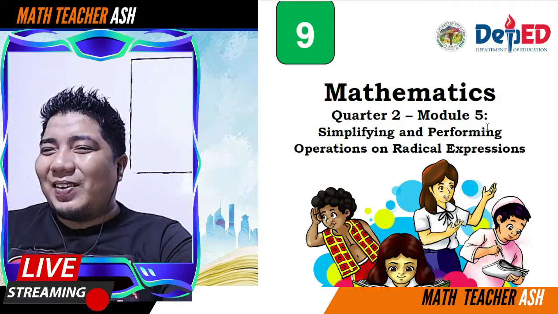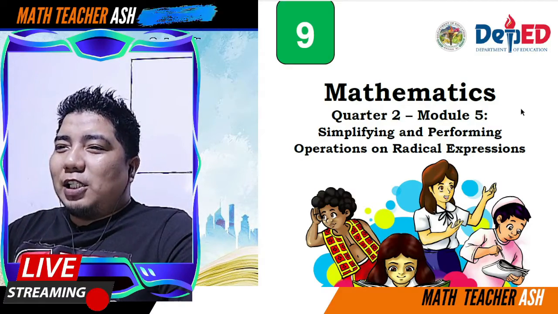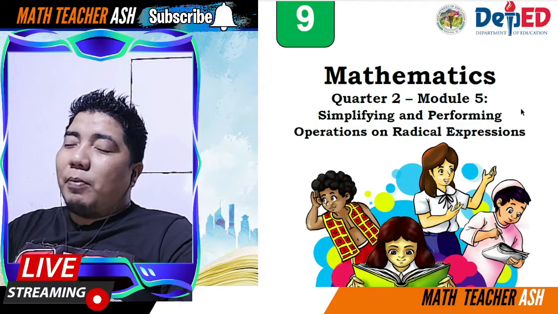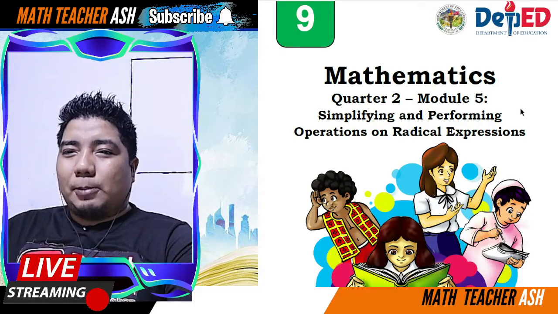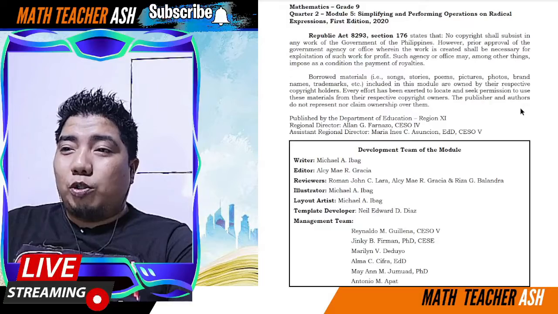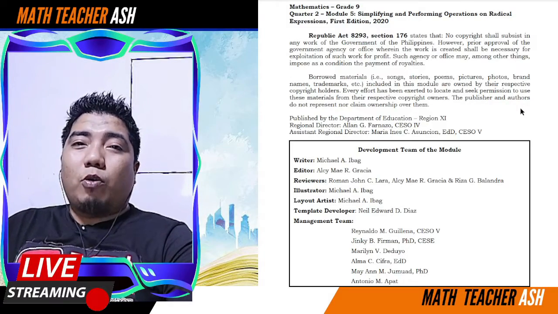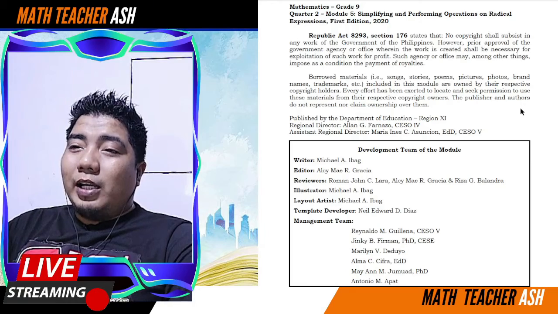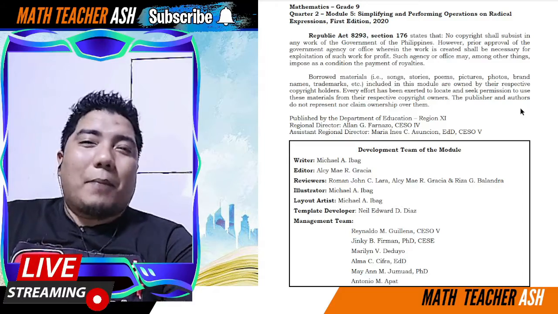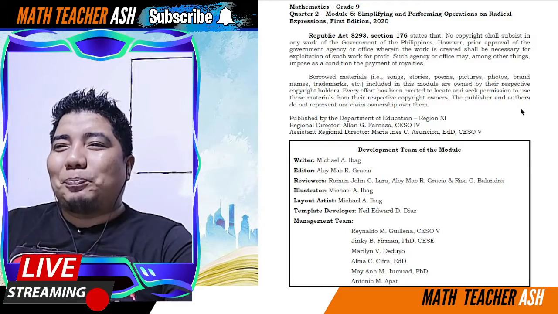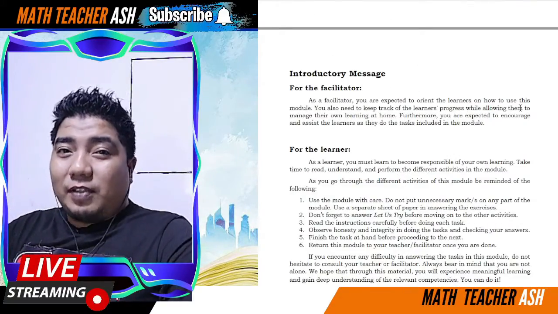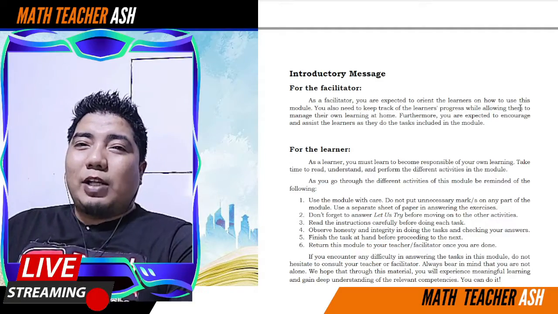Alright, okay. So for the first page of this module, we have the cover page, the quarter 2 module 5 entitled Simplifying and Performing Operations on Radical Expressions. Second page of this one is the people behind this module. And of course, disclaimer lang po, hindi po ako ang may-ari ng mga modules na ito. Instead, it is being given by the Department of Education at nandito lang po si Math Teacher Ash para tulungan kayo mga students. Alright, so third page of this module is the introductory message for the facilitators, yun yung mga teachers, as well as for the math learners.